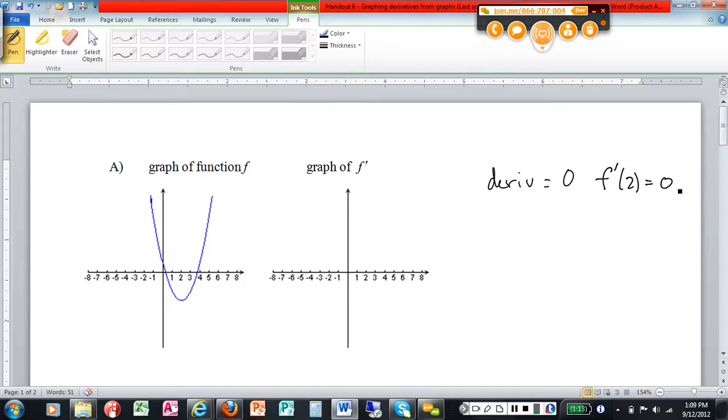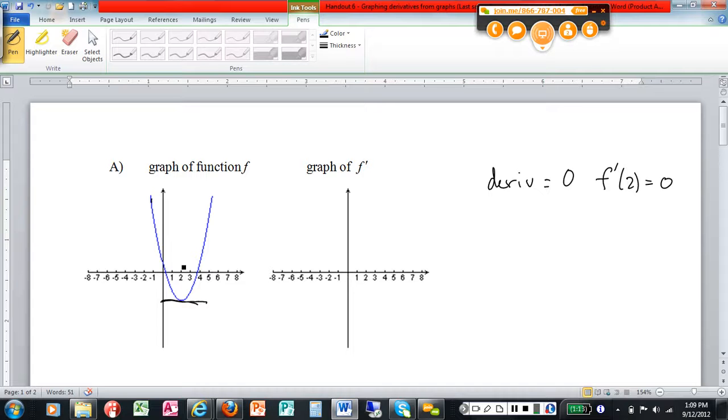Well, we know that because of the slope of the tangent line right there. You've got a horizontal tangent line. The slope of a horizontal line is 0. Therefore, the derivative is 0. So, at 2, yes, I do have a derivative of 0.